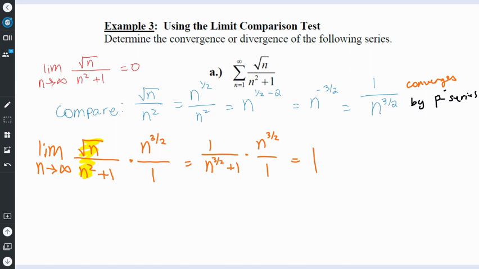So then, what does that tell us about the whole entire series? It converges. Why? Good. The series converges.